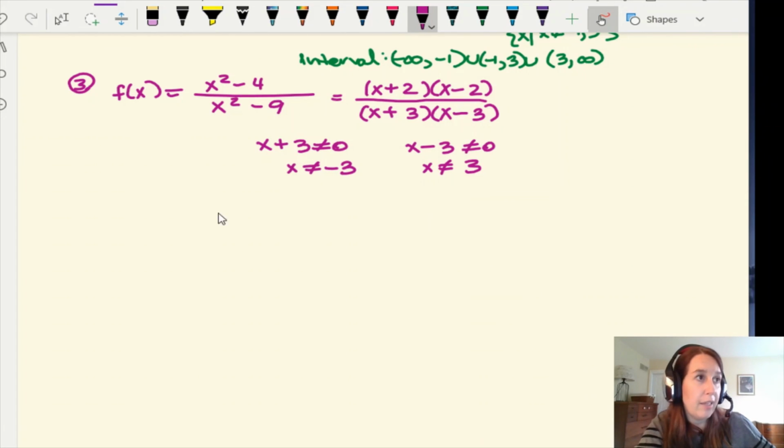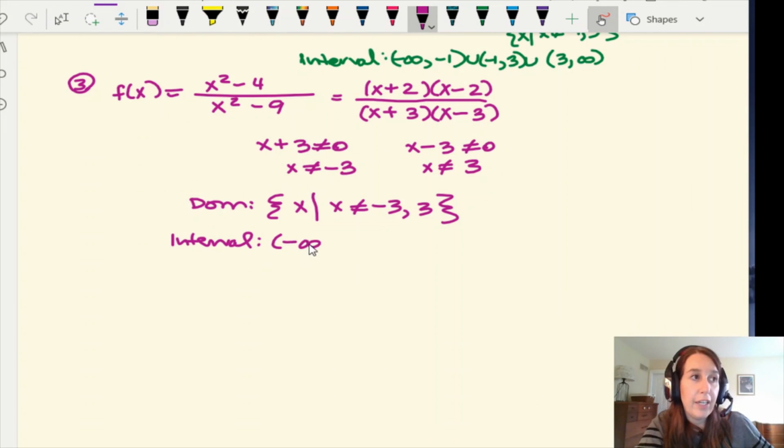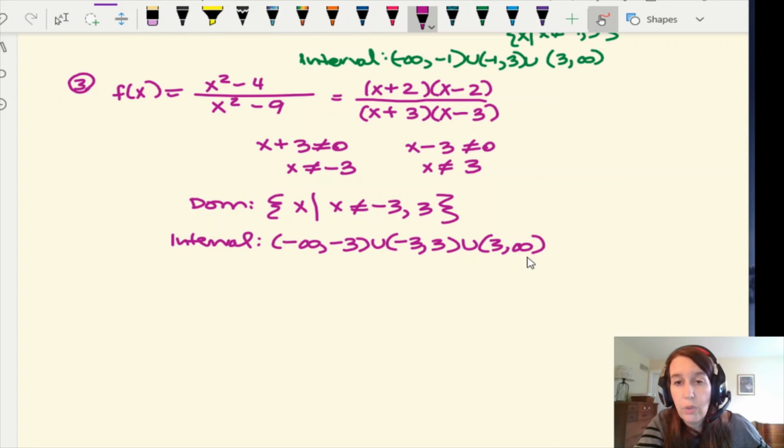So our domain is all x values such that x cannot equal negative 3 or 3. In interval notation, we would have negative infinity to negative 3 parenthesis, negative 3 to 3, and parenthesis 3 to infinity to include all the numbers except those two numbers.